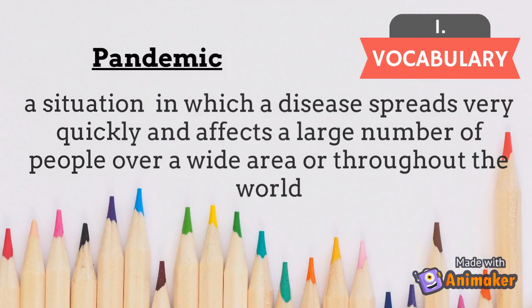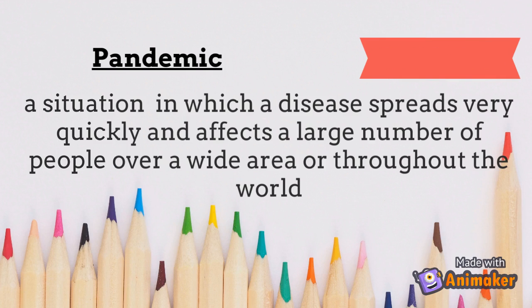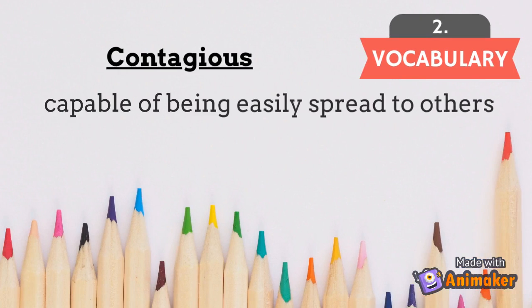The first vocabulary term, pandemic. A situation in which a disease spreads very quickly and affects a large number of people over a wide area or throughout the world. Pandemic. The second vocabulary term, contagious. Capable of being easily spread to others. Contagious.